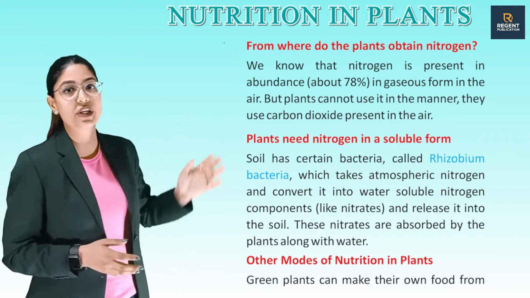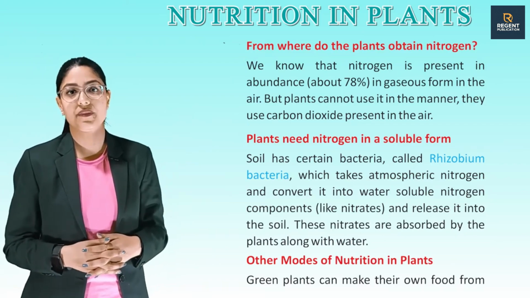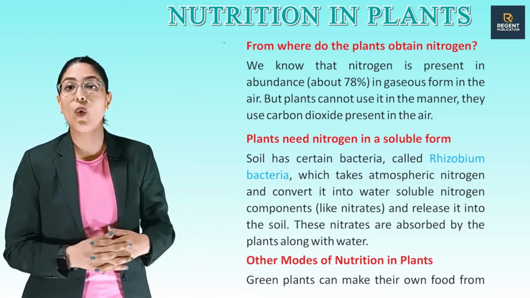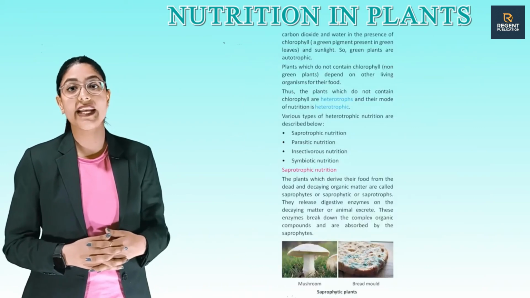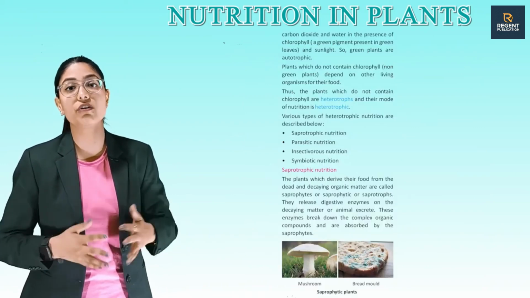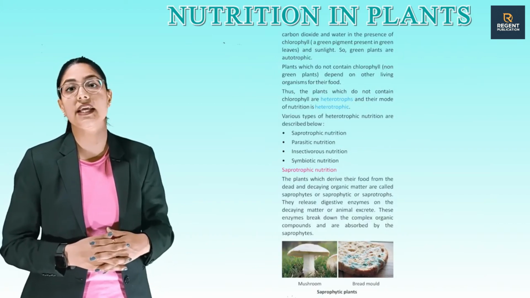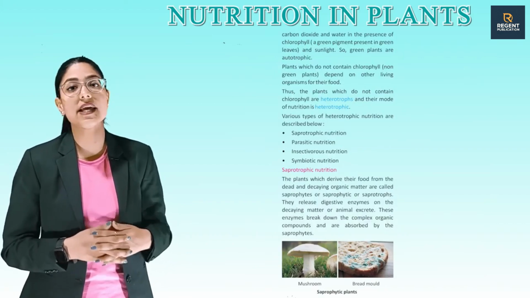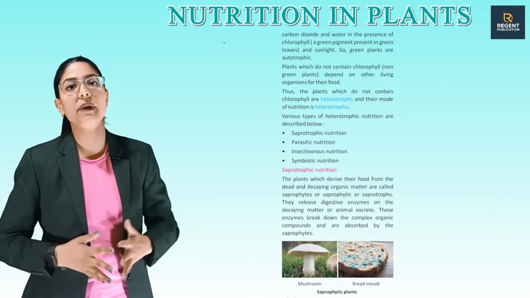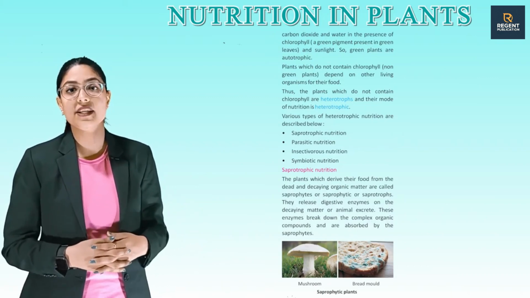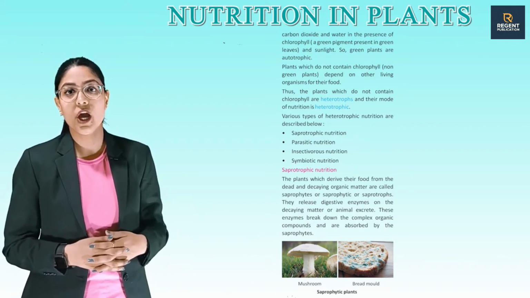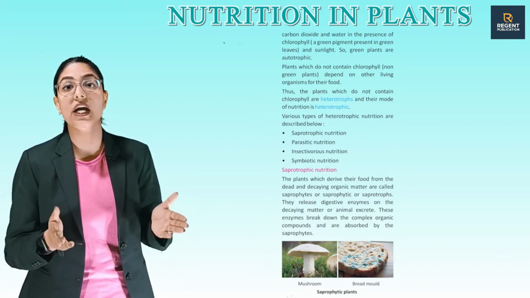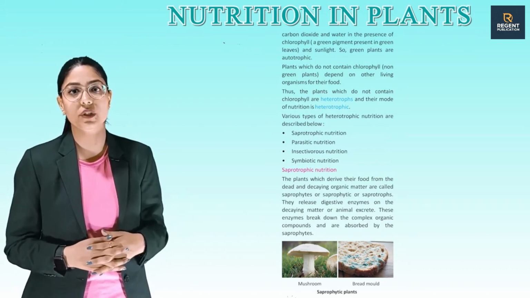Other modes of nutrition in plants. Green plants can make their own food from carbon dioxide and water in the presence of chlorophyll, a green pigment present in the green leaves, and sunlight. So, green plants are autotrophic. Plants which do not contain chlorophyll, non-green plants, depend on other living organisms for their food.